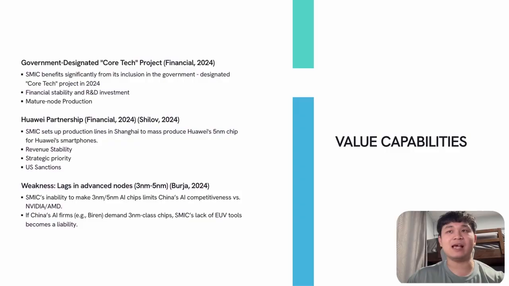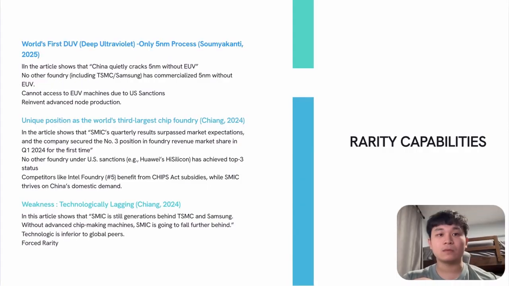As noted, SMIC's inability to mass produce 3nm and 5nm AI chips without EUV tools handicaps China's AI sector against NVIDIA and AMD. Should domestic firms like Biren demand cutting-edge nodes, SMIC's current capabilities could become a liability rather than an asset. SMIC demonstrates what we call sanction-driven reality: competitive advantages forged through necessity rather than choice.